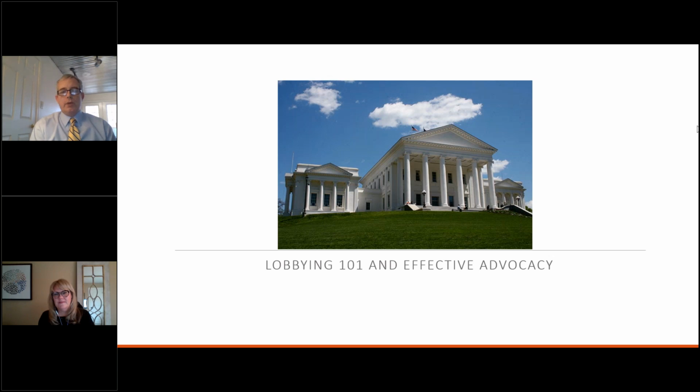So what we're going to really go through here today, we're going to go through the very basics of the General Assembly. We're going to go through the committee structure. We're going to go through how a bill becomes a law. Tips on effective advocacy, websites you can get information from, and then we're going to talk a little bit about the state budget and our recent elections, which were rather historic.